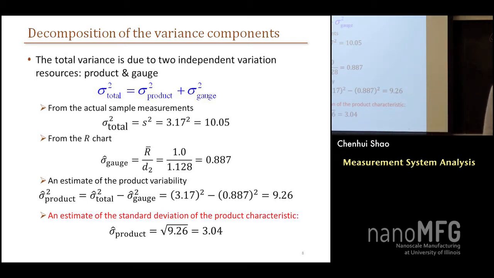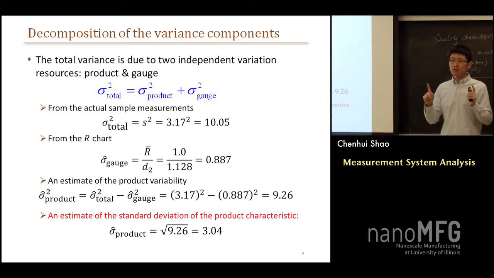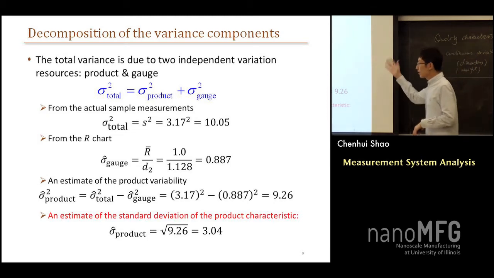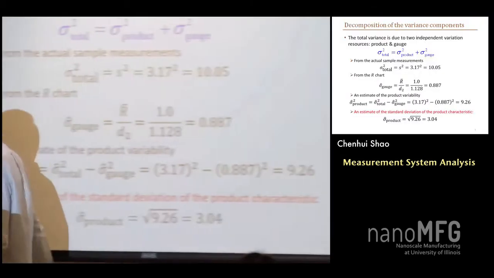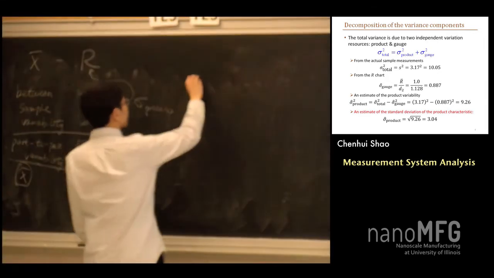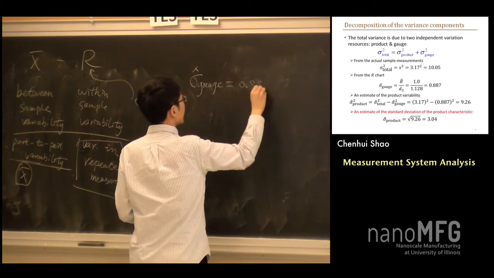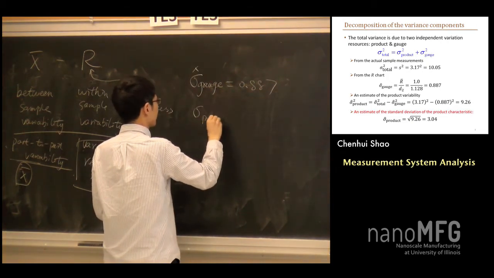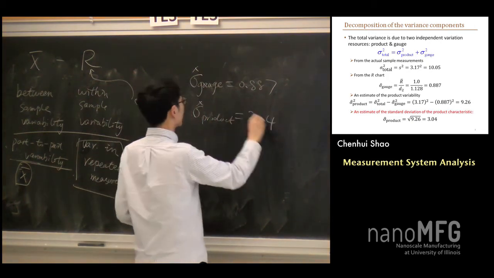What does this result tell you? We have one production line. The same production line produces 20 supposedly identical products, and we have one operator measure each of them twice. We have 40 readings. And we take this experiment and we estimate that our sigma gauge is 0.887, and sigma product is 3.04.